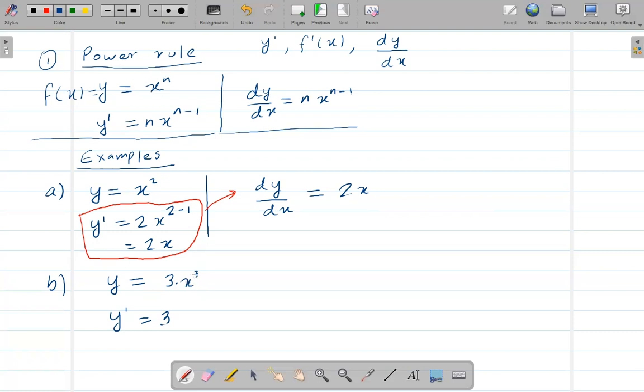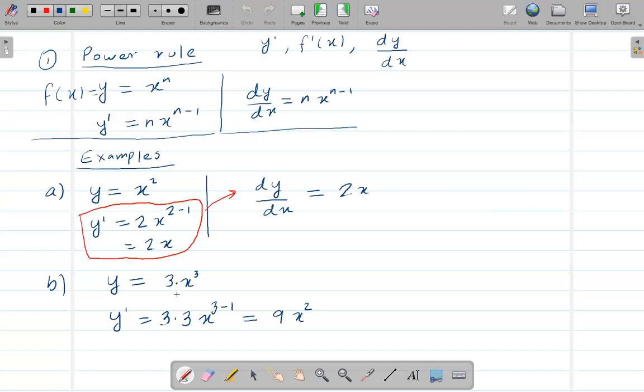Again, we can use the power rule. I can bring this 3 down here. So 3 times x to the power 3 minus 1, right? I'm just using the power rule. This will give 9 times x to the power 2, or 9x squared. So this is how we can use the power rule.